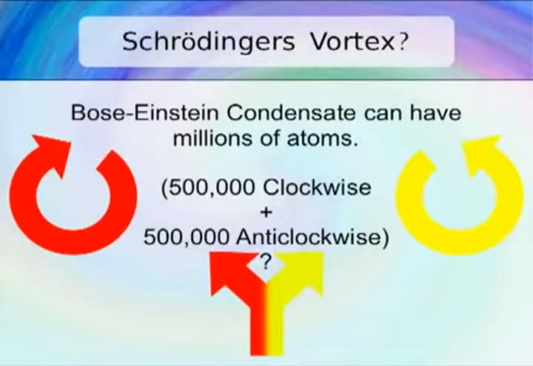But of course, in this case, we've only got one cat. In my cloud of atoms, in my vortex, I could have millions of atoms. So say I have 1 million atoms. Does that mean I've got like 500,000 going this way and then 500,000 of them going this way? That would kind of make sense, right? That's actually not what I mean at all.